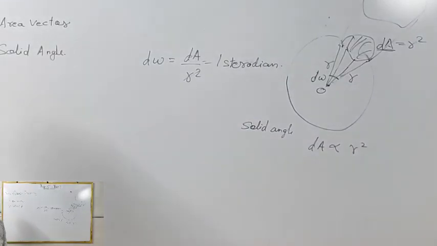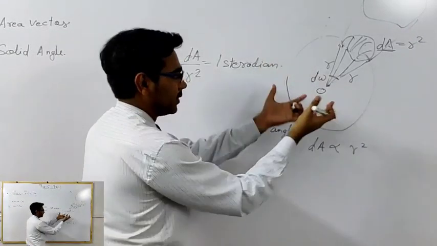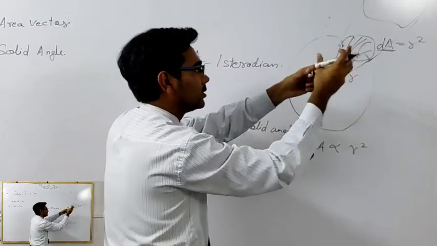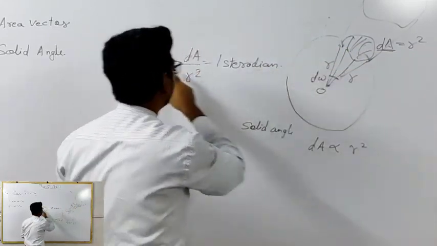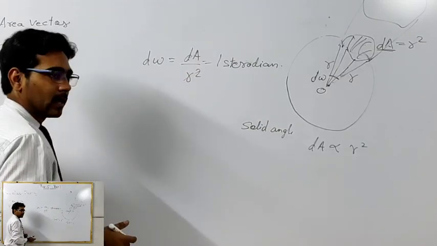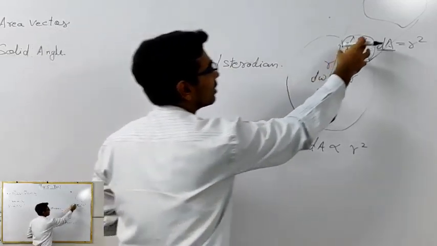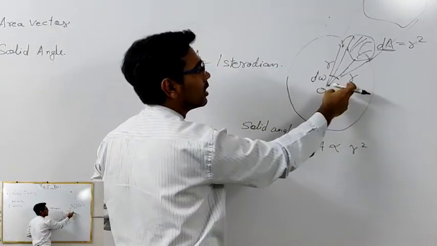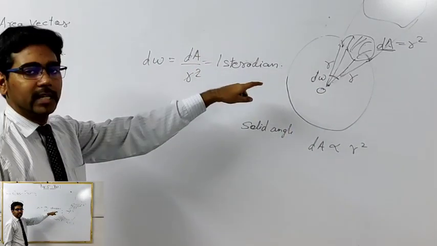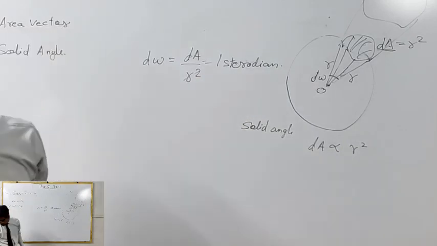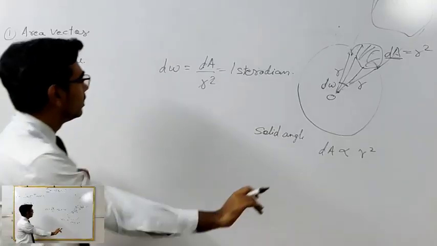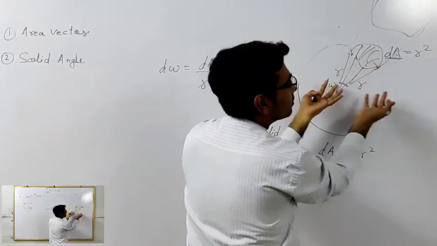Again I am defining: take a sphere, choose a part of the sphere and connect the boundary of that spherical surface area to the center, and you get a solid angle d omega. How do we define the solid angle? It is the area upon R square. How much is 1 steradian? If the area of the spherical surface is equal to the square of the radius of that particular sphere, then the angle which it subtends at the center is called 1 steradian. Got it?